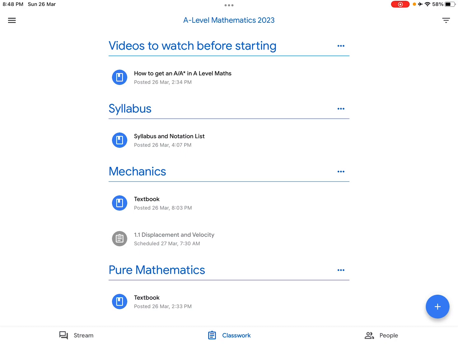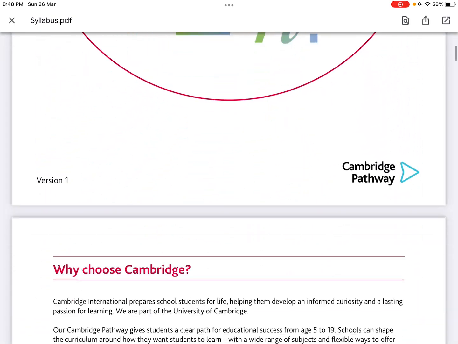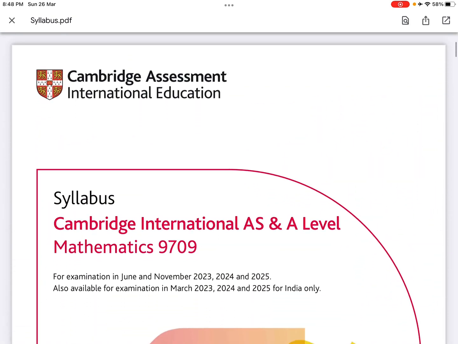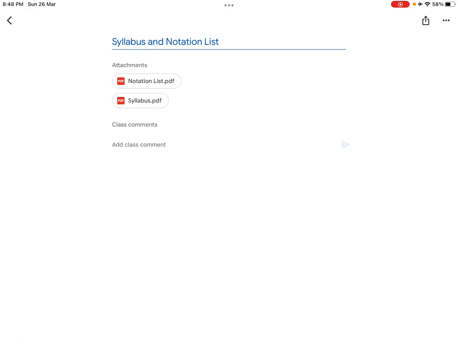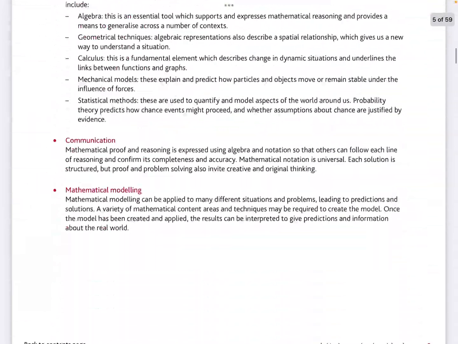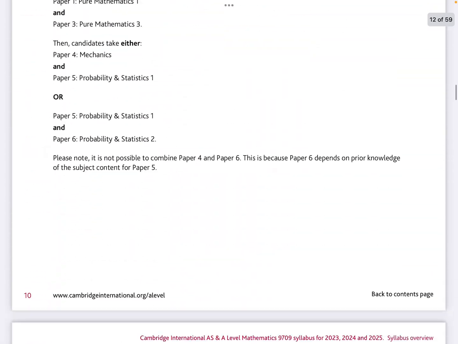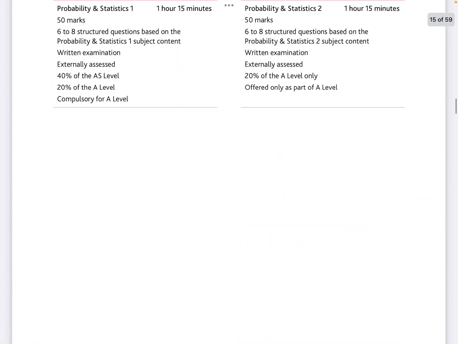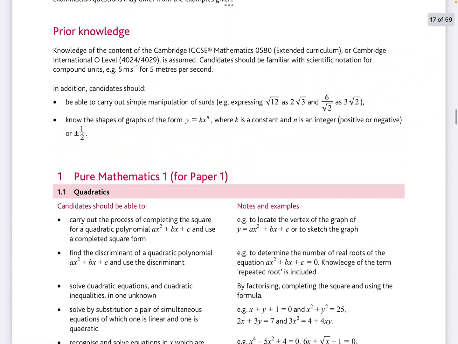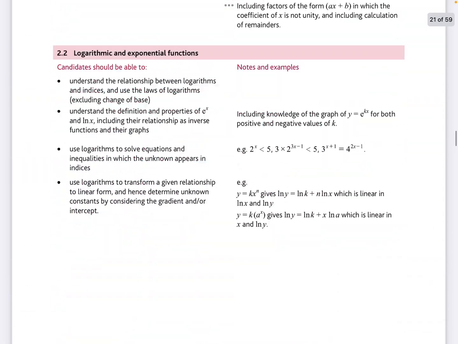So after you watch the videos, under videos to watch before starting, you can go to your syllabus, and I would suggest that you download the syllabus document so that you have this. We are going to use this every single day, and that is just to make sure that we actually do exactly what they want us to do. So they will tell us, so if I go here to the bottom, you'll see that they actually tell us what it is we should know under each topic. So this is everything you needed to know for paper 1, but we're going to start here with paper 2.